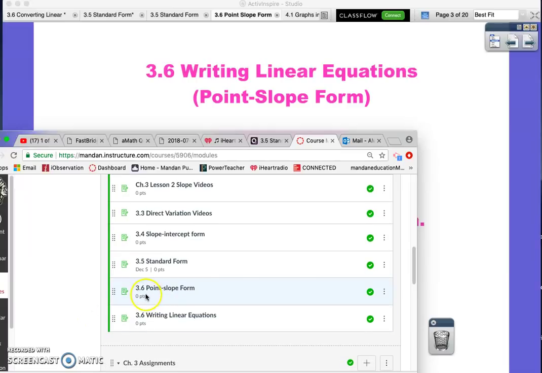Canvas, it's going to be the 3.6 point slope form. We've split 3.6 into two different sections. So the first section is point slope form. The second section is writing linear equations. We will be first concentrating on point slope form.